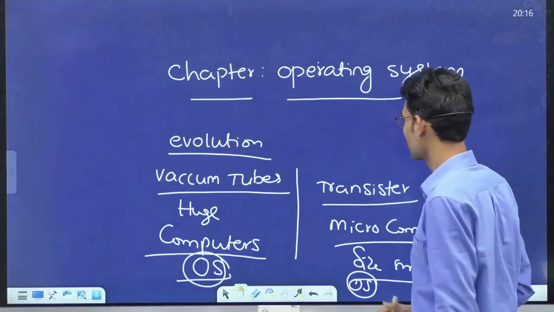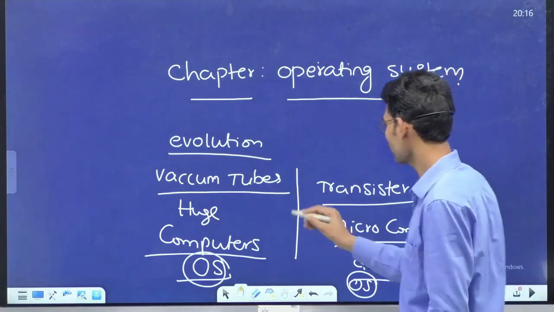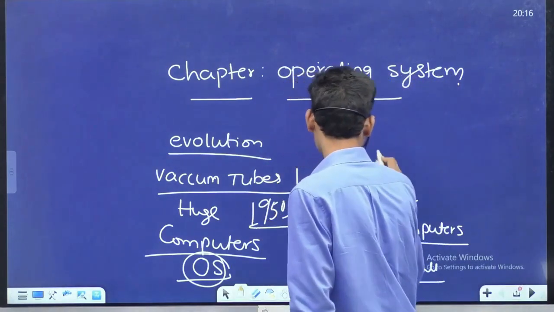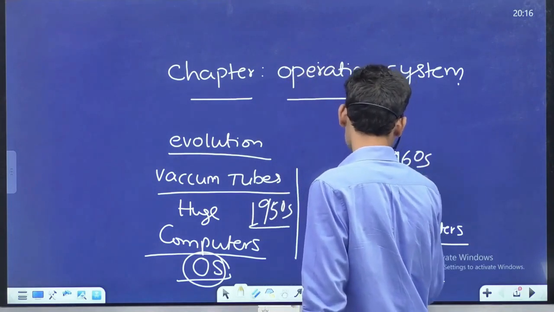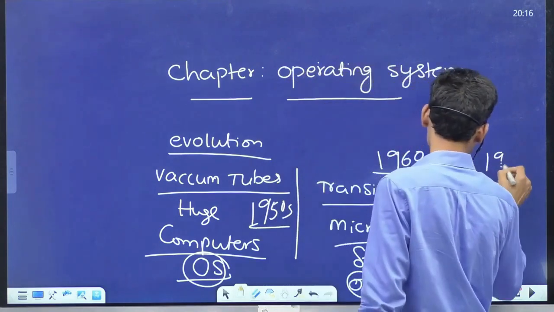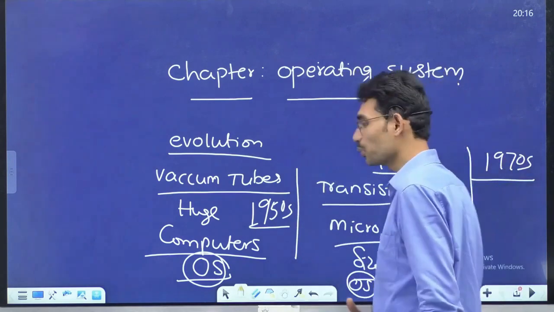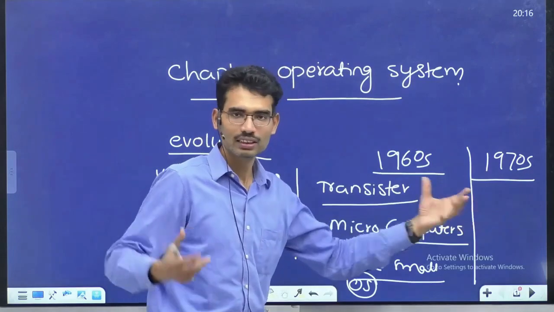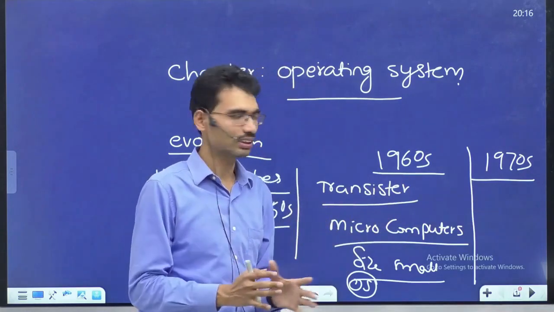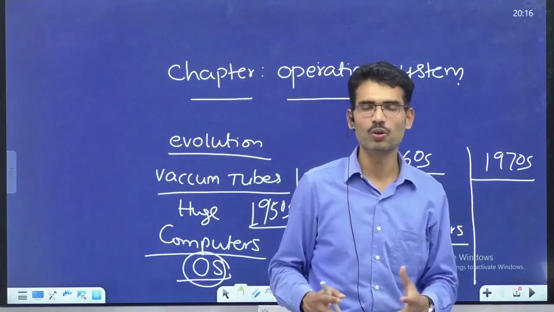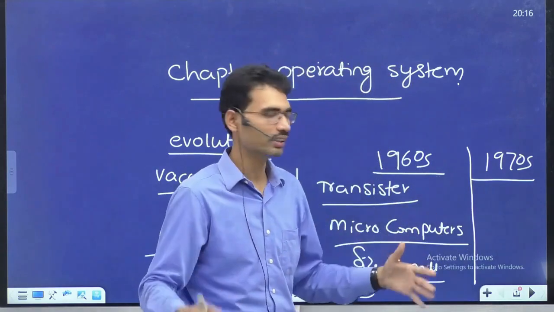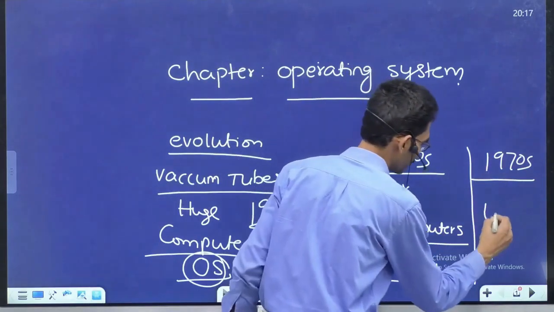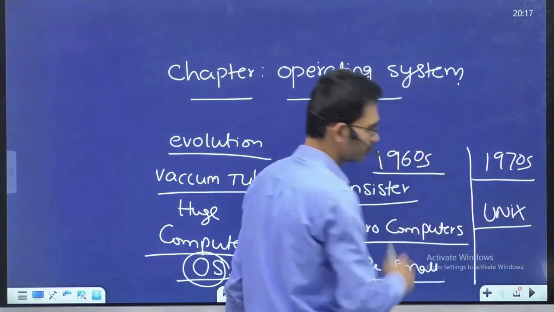In 1969, what is the evolution? This is the 1940s and 50s. By the 1960s, transistors also came, and by the 1970s, the microcomputer revolution itself started. That means before 1970, minicomputers started being manufactured, but in the 1970s they became very popular, and the revolution started after that. Around this time, the Unix operating system emerged.